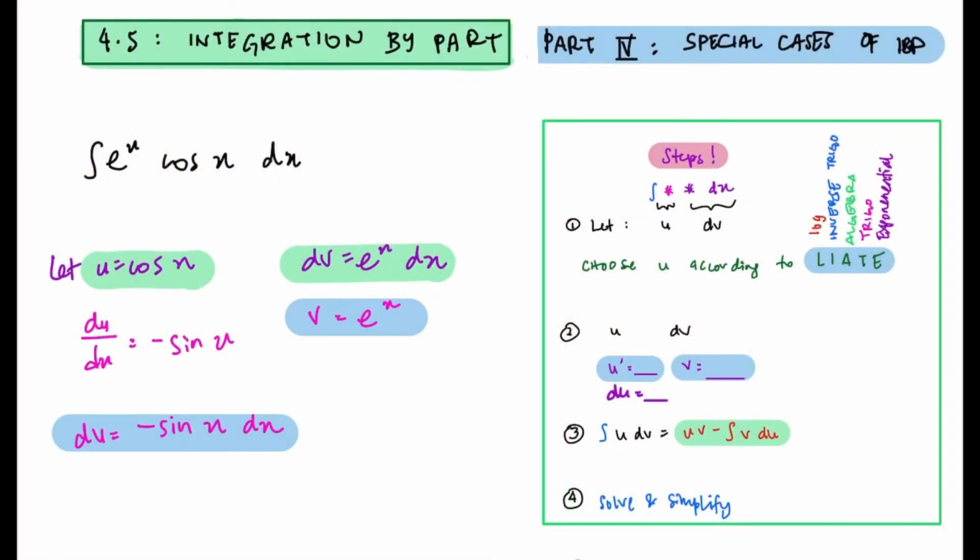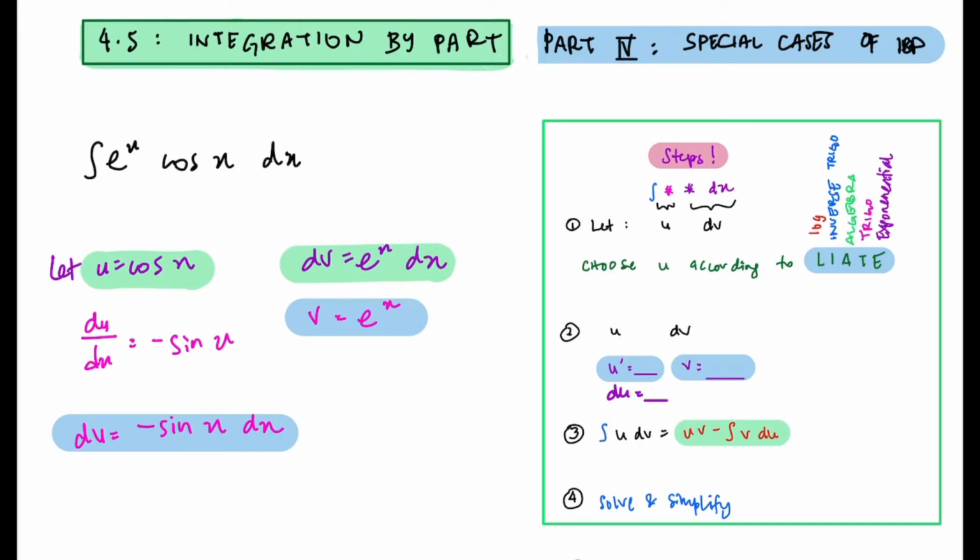Now let's proceed to the next part of IBP, which is the special cases of IBP. So this is the first example of the special cases of IBP. Let us see what is special about this question here. Originally this is the integral of e to the power of x cos x dx. This is your question.